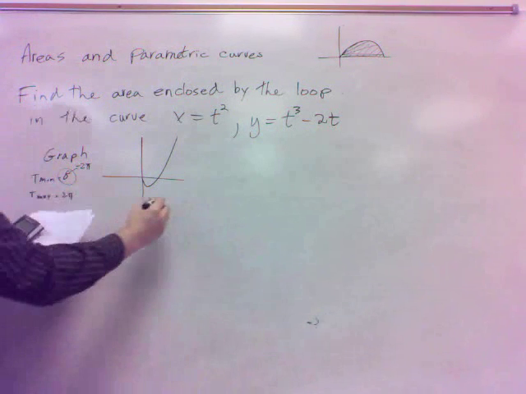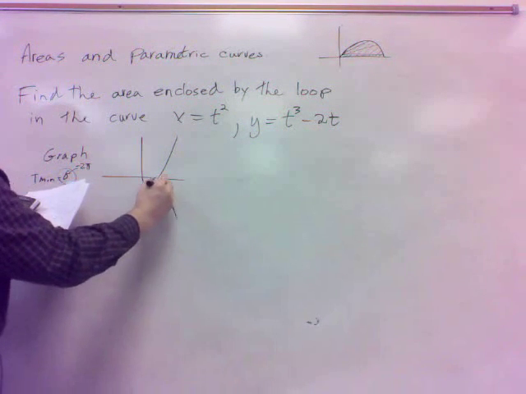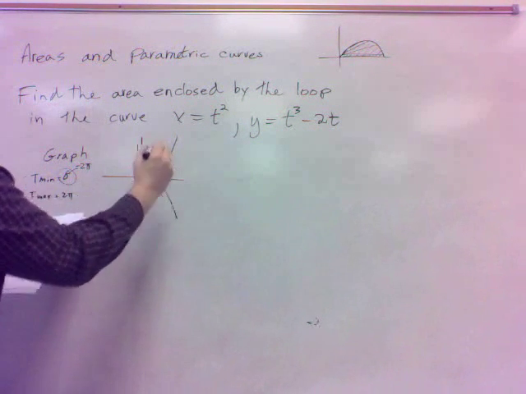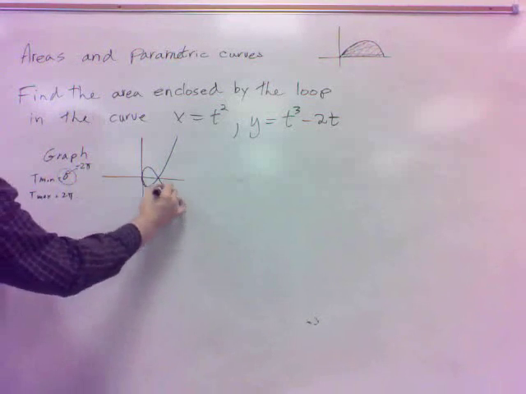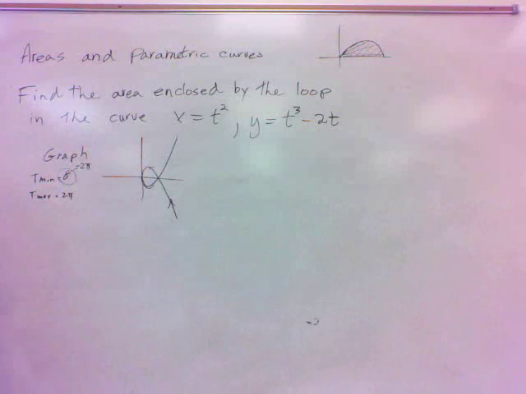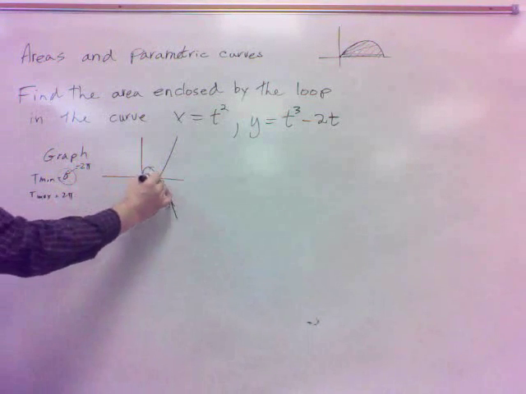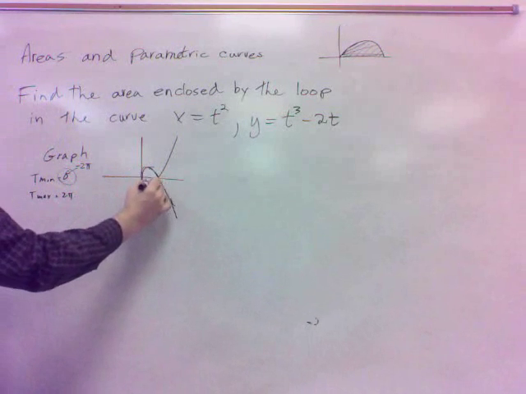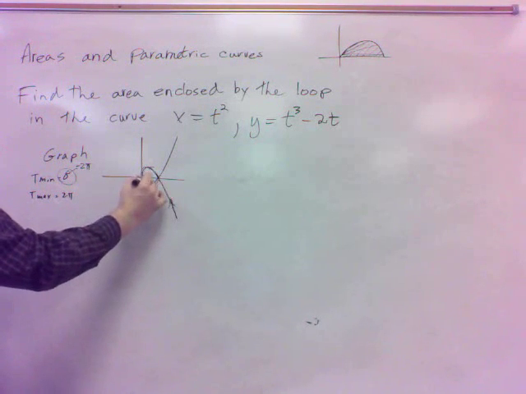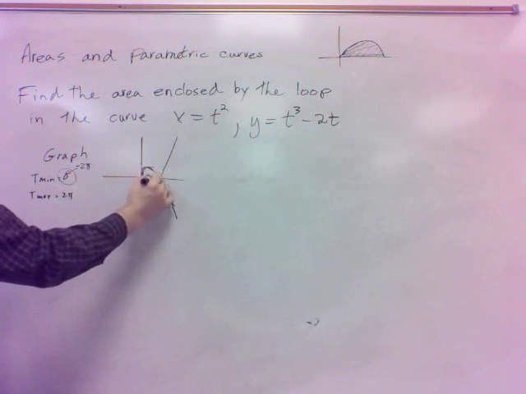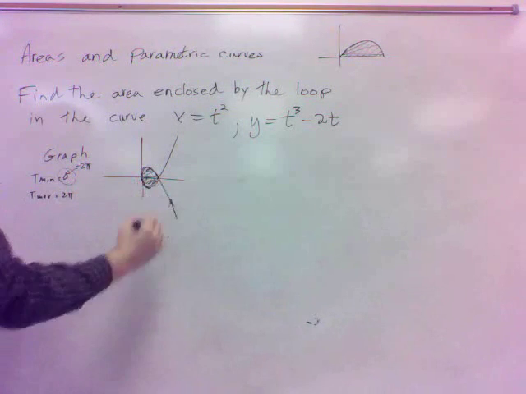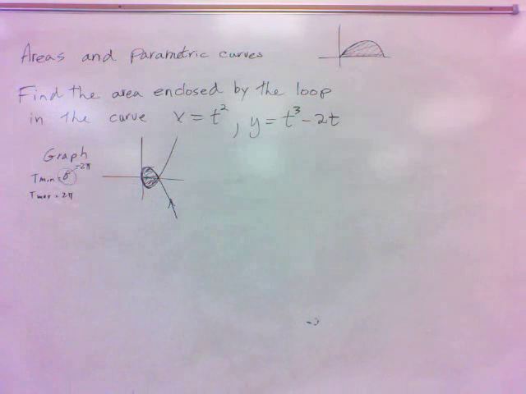There we go. Then it comes up like this and then goes around. So I want to find the area enclosed by this loop. It's basically from the start right here, get all that area, and then that area as well. That's what I want to find.